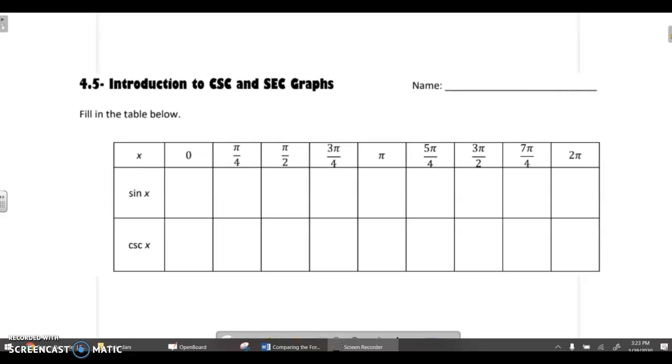This tutorial is going to help you to graph cosecant and secant functions. So you should have this worksheet in front of you. The first thing I want you to do is fill in the table for the sine of x, and then use that row in order to figure out the cosecant of x.